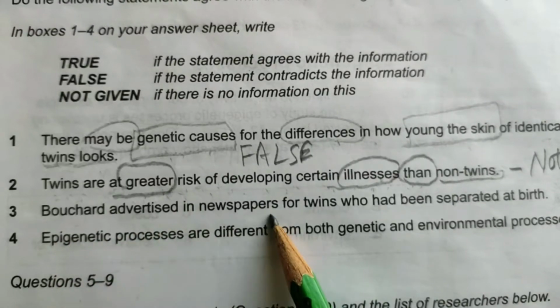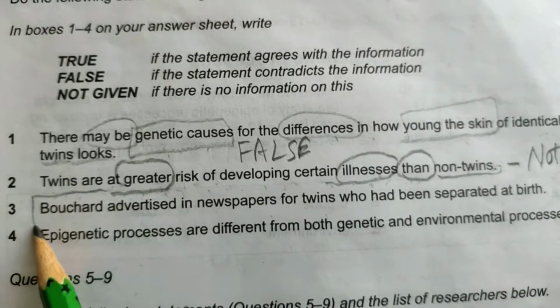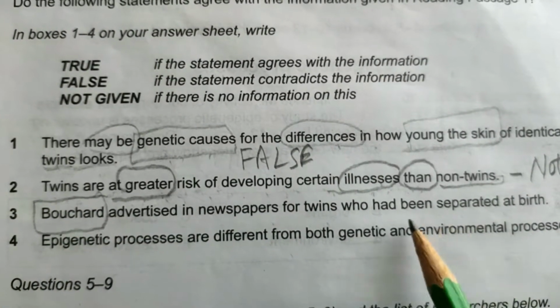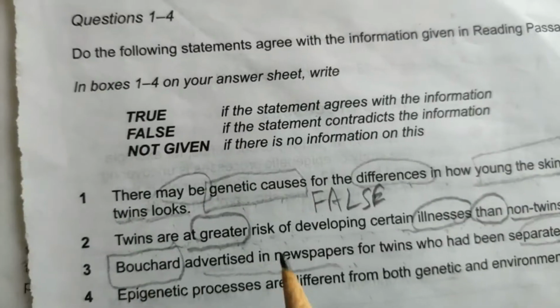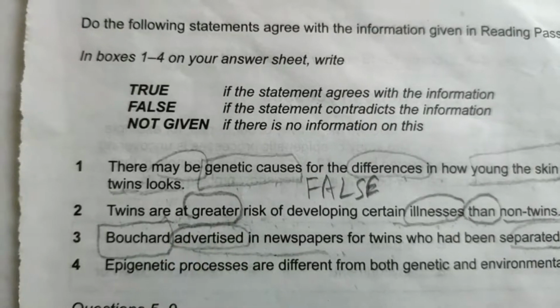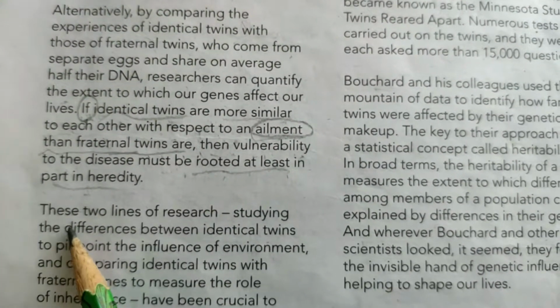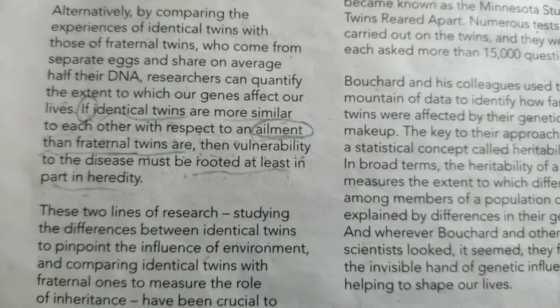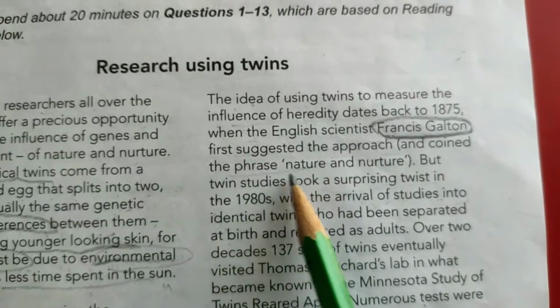Butcherd advertised in newspapers for twins who had been separated at birth. We will definitely look for this name first, and then look for the words separated at birth and advertised in newspapers. Always focus on the verbs also. You will definitely get the answers properly. Advertised, Butcherd. First we scan the word Butcherd. These two lines, Butcherd. Yes, we got Francis Galton.